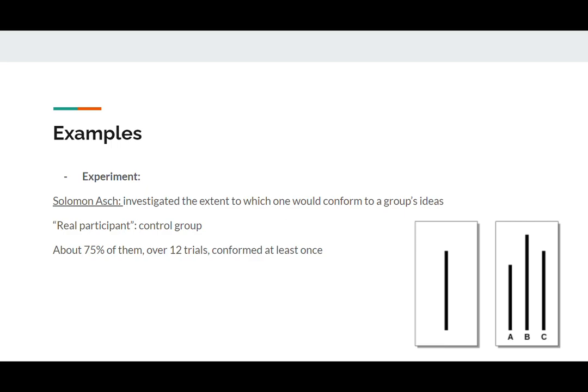So he gathered together what we could call fake participants and told them not to say line C. The real participant would then hear wrong answers, but they did not want to be the odd one out. They don't want everyone to have the same answer while I'm the different one. So they conformed with the rest of the group and represented the majority view. In this experiment, the real participant was the test subject, and about 75 percent of them over 12 trials conformed at least once, which is really surprising, isn't it? The answer is super obvious, but they just don't want to be the odd one out.